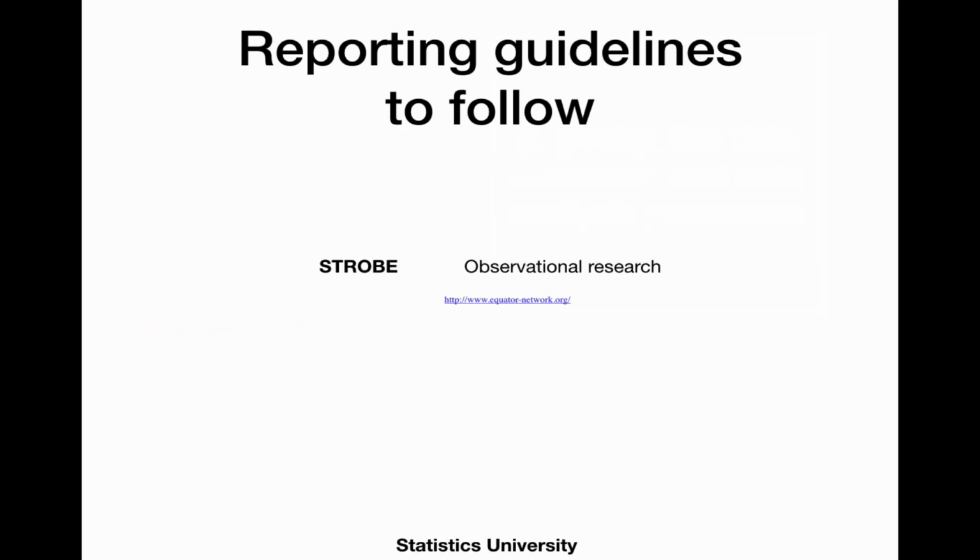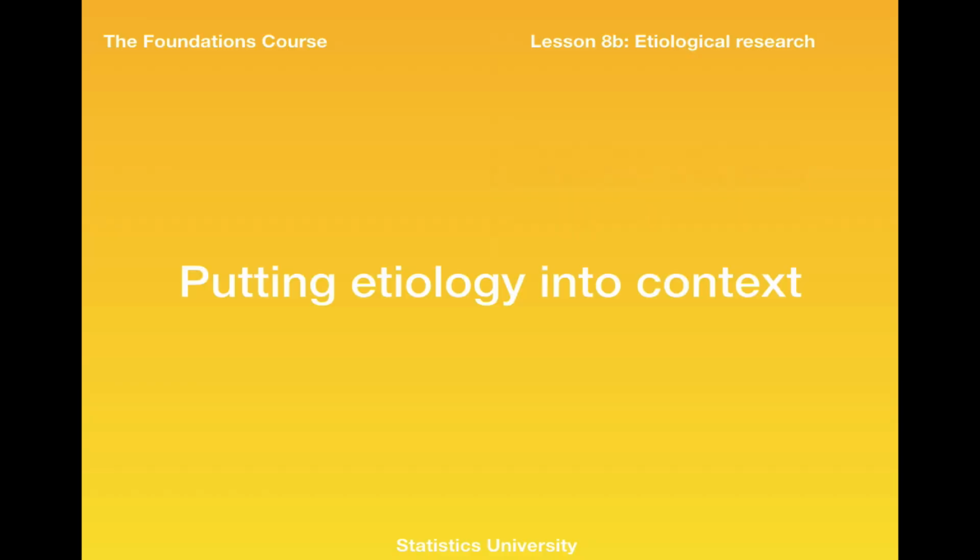When using an observational study design such as etiological research, one should follow the STROBE guidelines, and you can find the specific guidelines on the EQUATOR Network. But when you have followed these lessons on study design and looked into the GCR statistics study design tool, then you will already have learned what the most important reporting factors are in these guidelines.